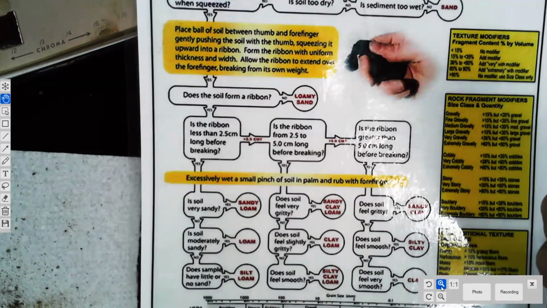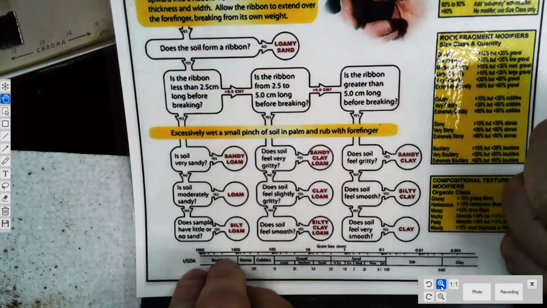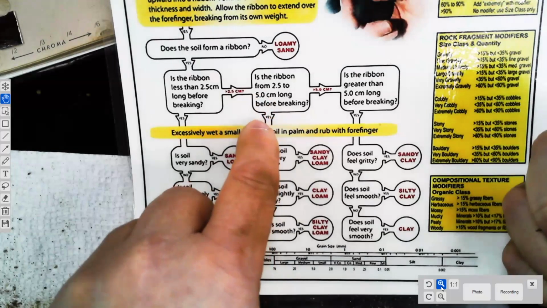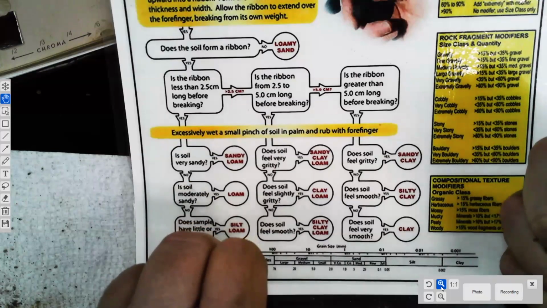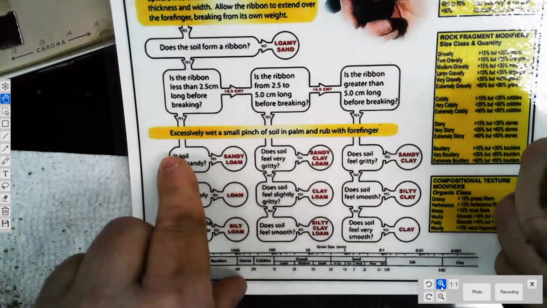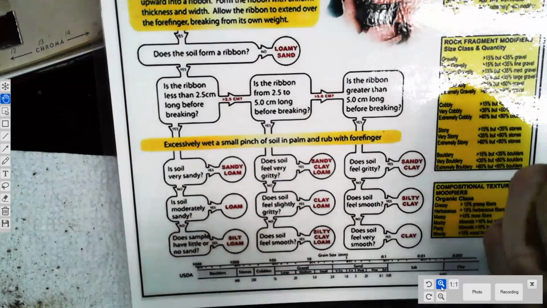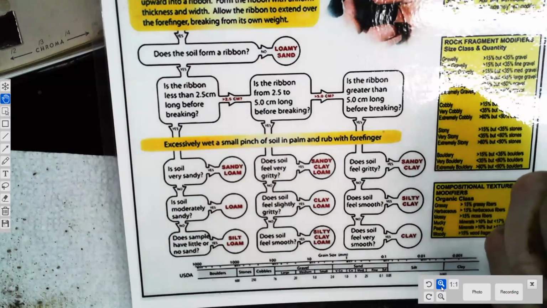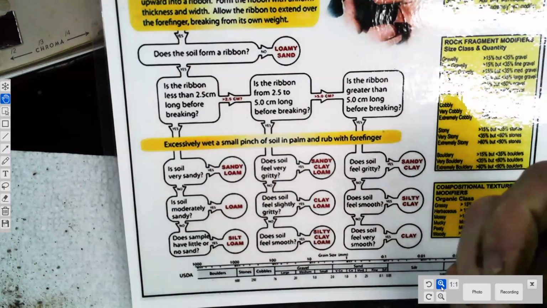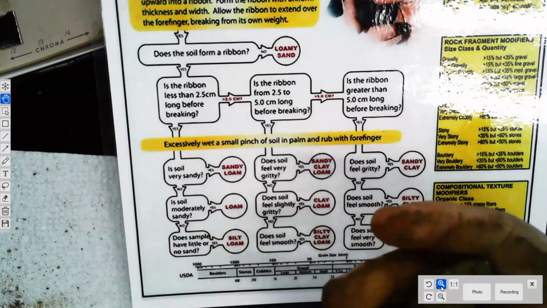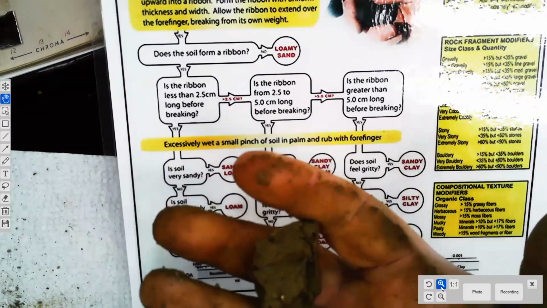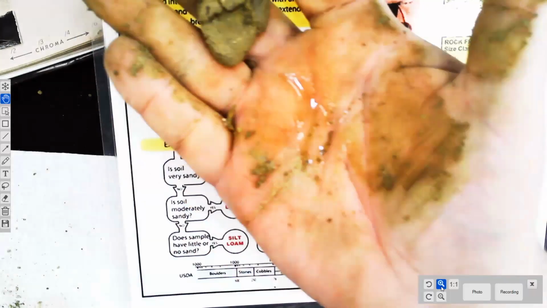So if we go back onto our chart, does it form a ribbon? 2.5 to 5? Yeah, about there. And then here it says excessively wet, a small pinch, and you can feel for the fine grittiness in it. If you want to do that, you can just oversaturate it. Or a lot of times, what I'll do is put a little bit of extra water in the palm of my hand, take a little sample, and rub it in to see what I feel.